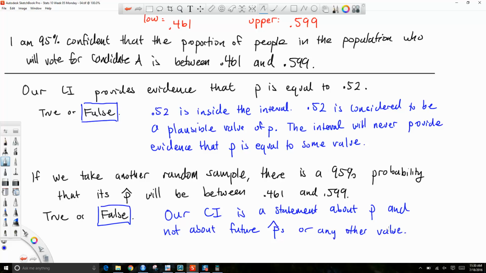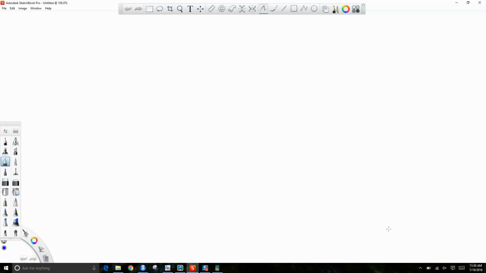Then I'm going to begin chapter 8. And this is about hypothesis testing.